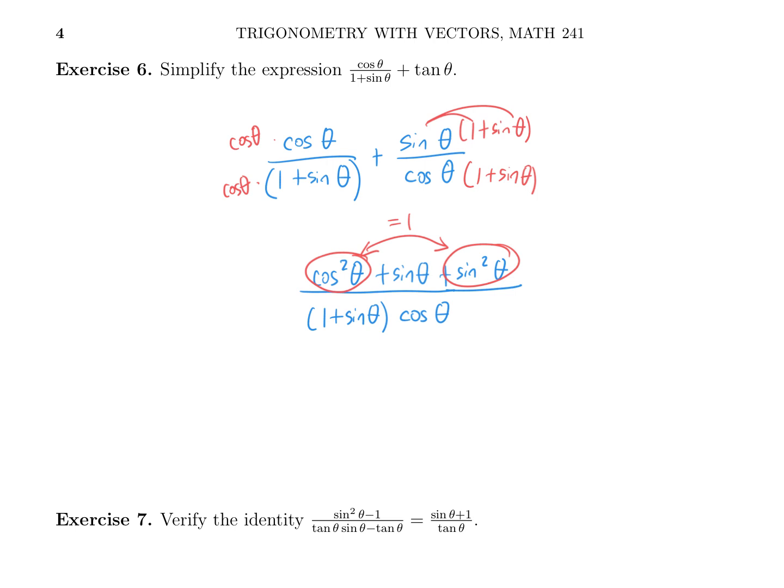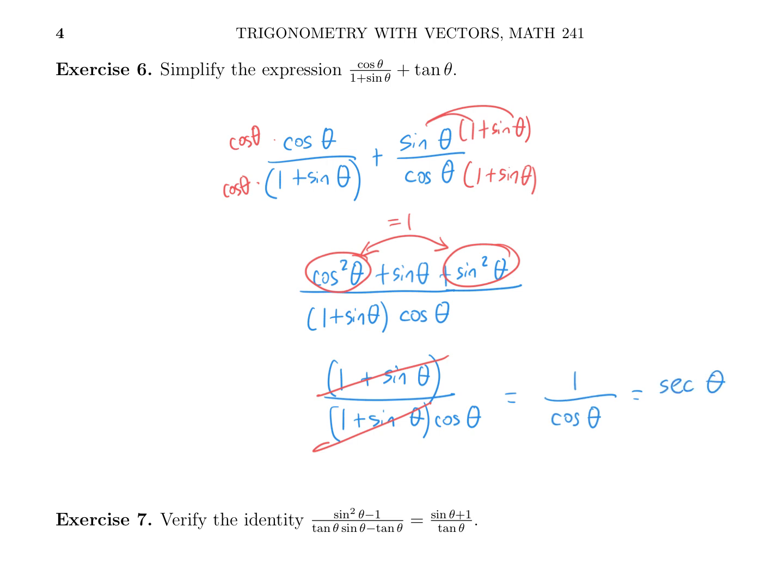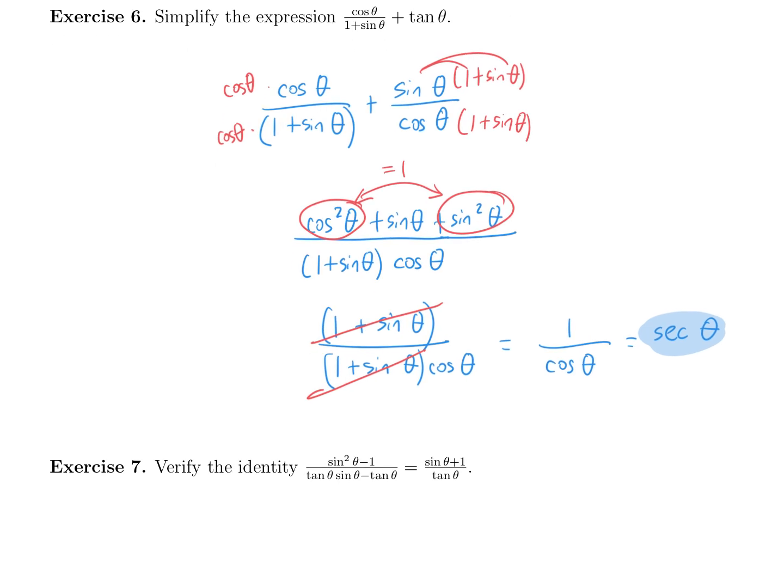So now we can rewrite the numerator as 1 plus sine theta over 1 plus sine theta in parentheses times cosine. And now we have a common factor that can be canceled out. And so we're left with 1 over cosine theta, which by definition is equal to secant theta. So once again, this section is all about recognizing identities, whether it's Pythagorean identities, reciprocal identities, quotient identities. You just want to know those really well so that these problems can become much easier for you to solve.